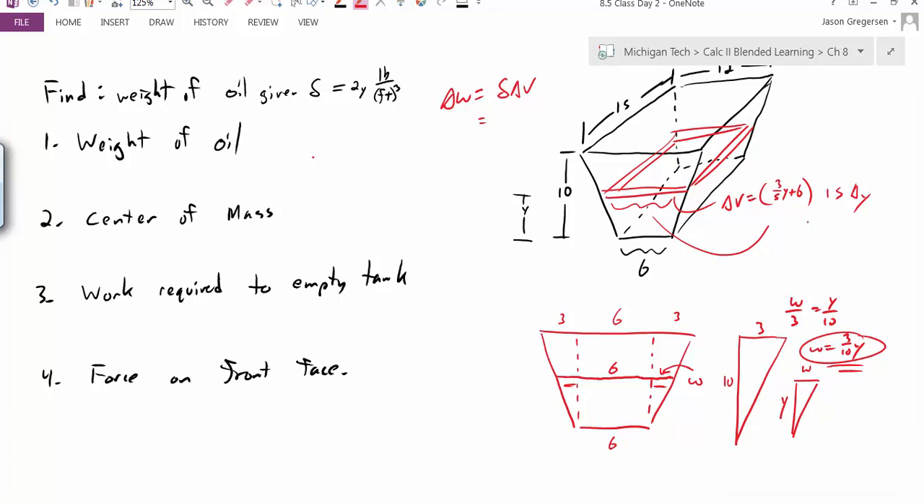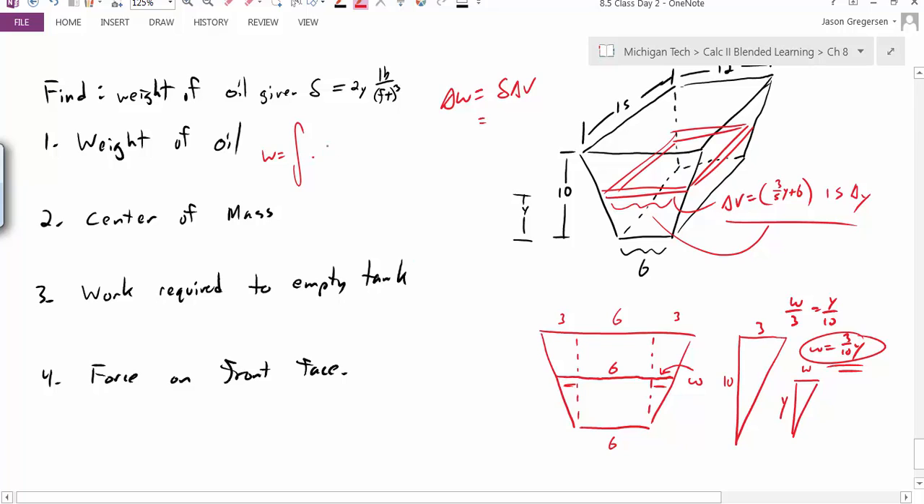All right, so this is really the representation for my volume piece. And so my total weight is just the integral of my density times that piece there, 3/5 y plus 6, times 15 dy. And I could write in my density value.